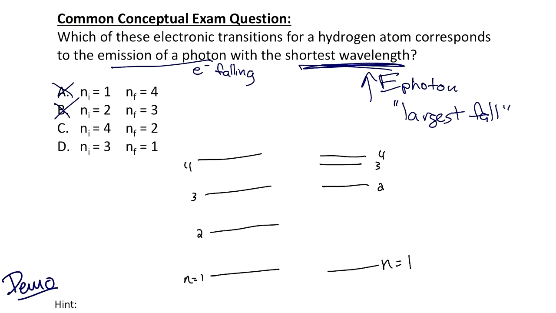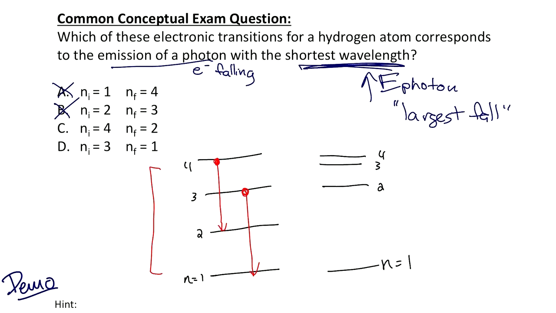So let's just try it, right? Draw in the transitions for C and D. If we go from 4 to 2 versus 3 to 1, these rungs on the ladder are equivalent to energy. The farther the drop, the more energy that's transferred here. So, is it obvious which transition is bigger? No, because both of them go down 2 rungs.